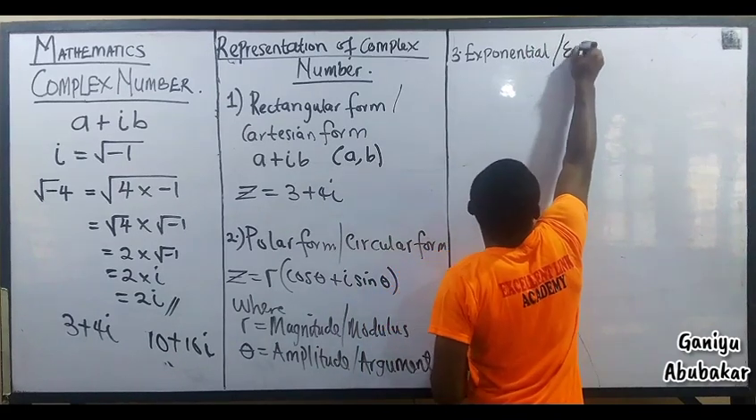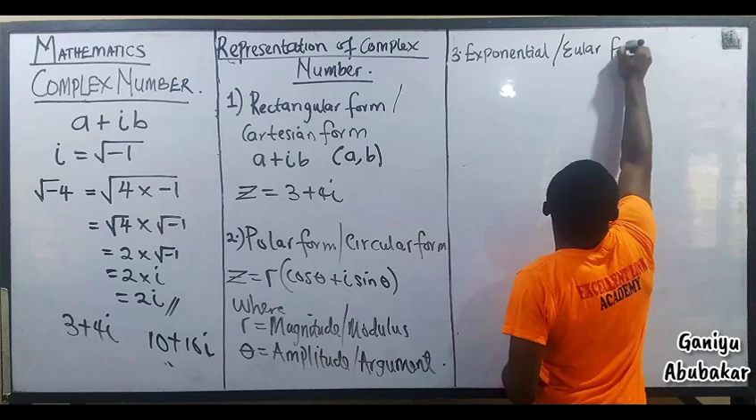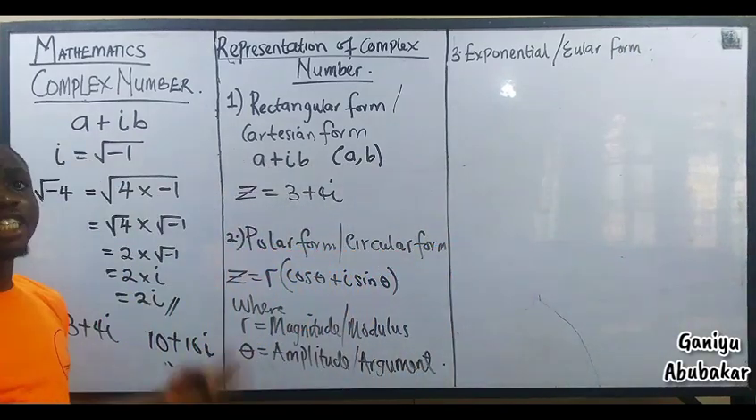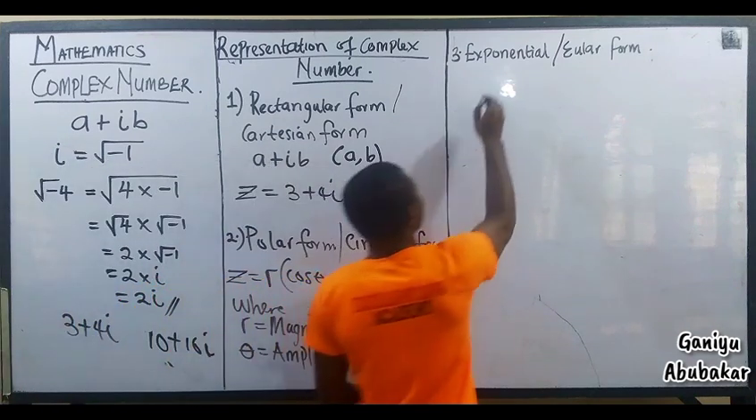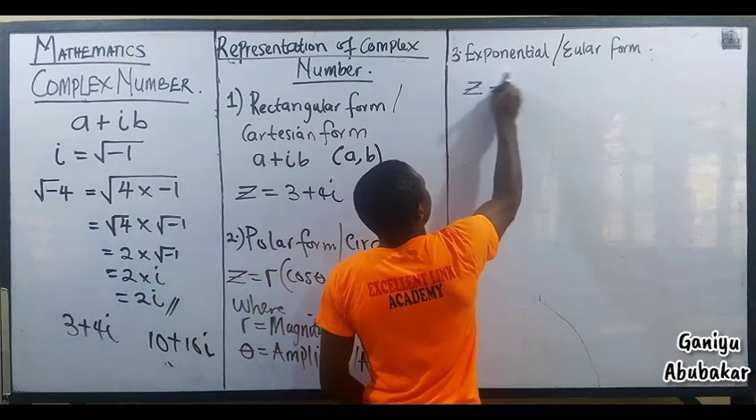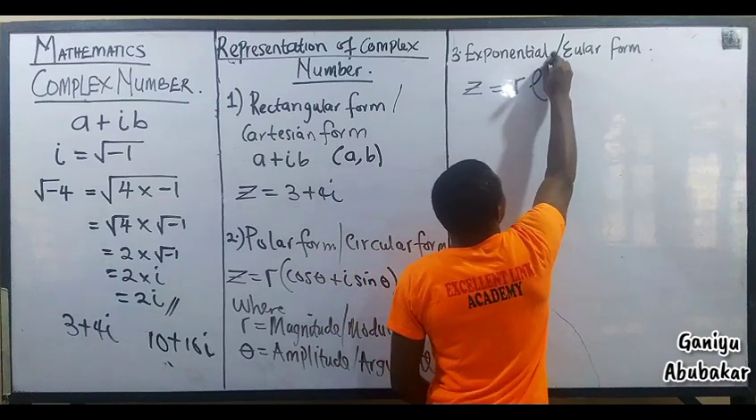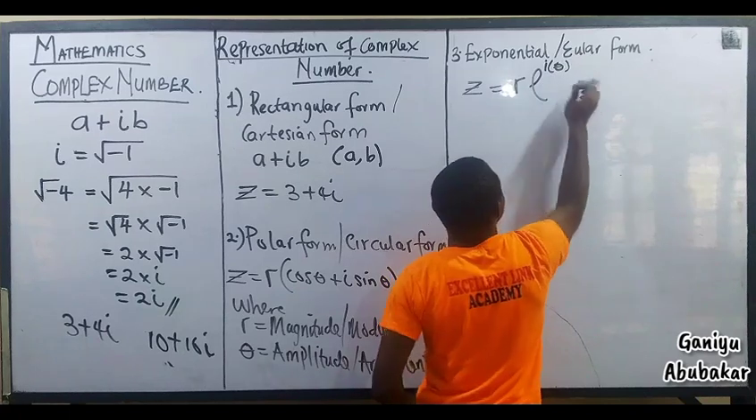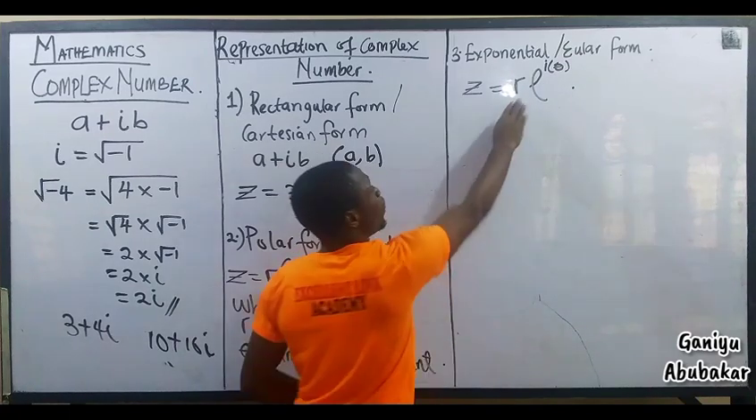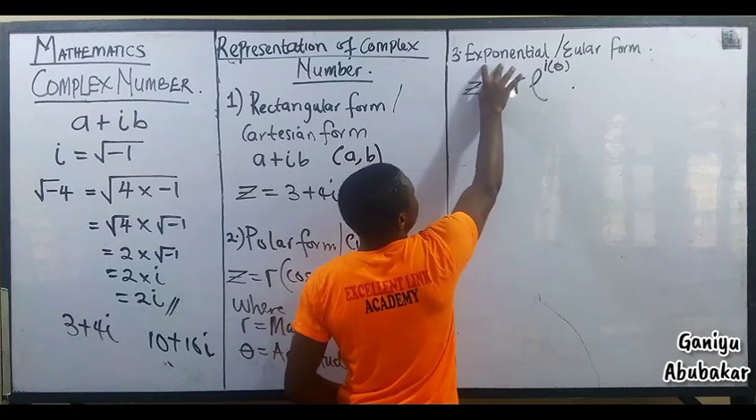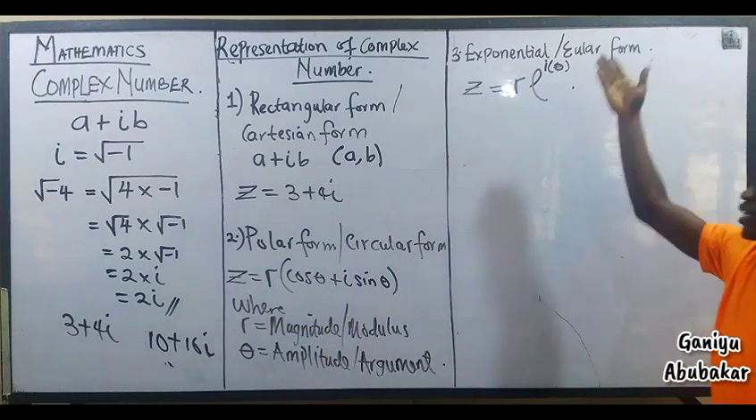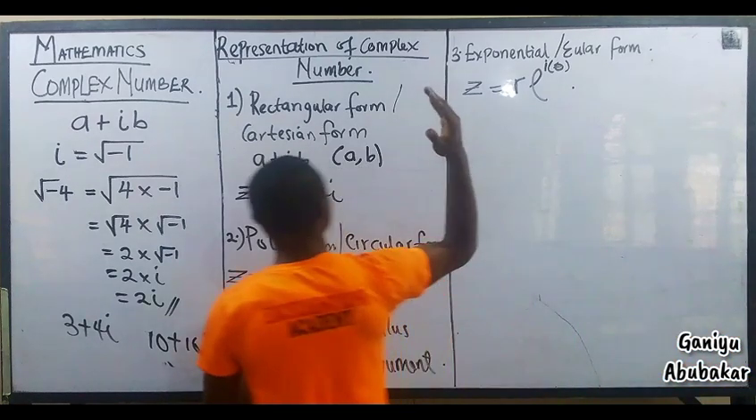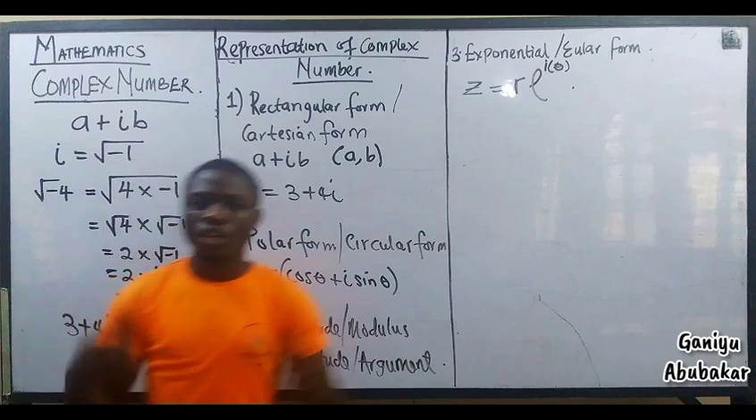The exponential form, or Euler form, of representing a complex number is given as r exponential i theta. If you see any complex number in this form, it is said to be the exponential, or Euler, form of representing a complex number. So these are the three distinct ways of representing a complex number.